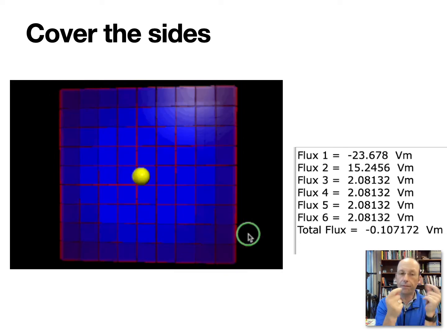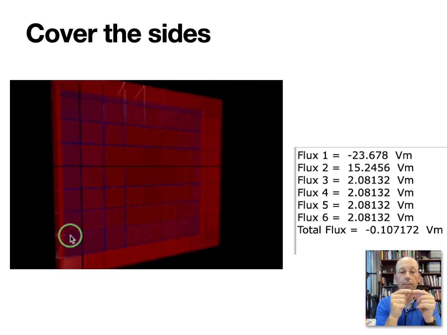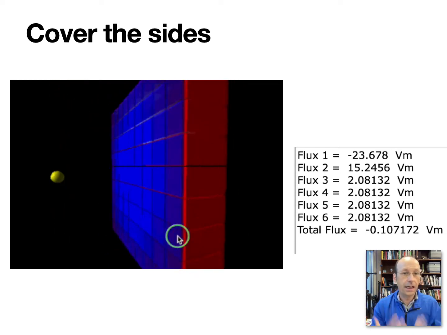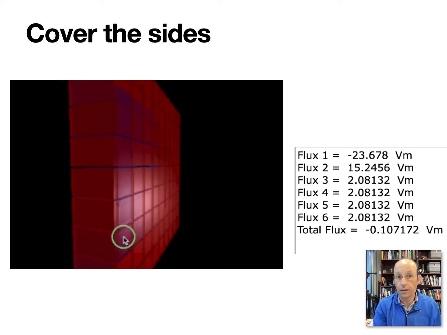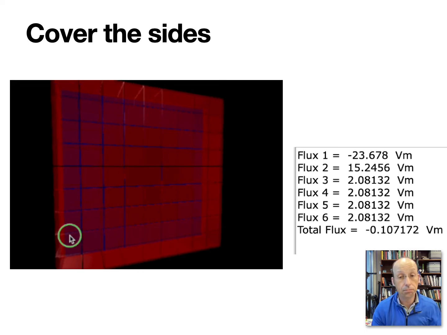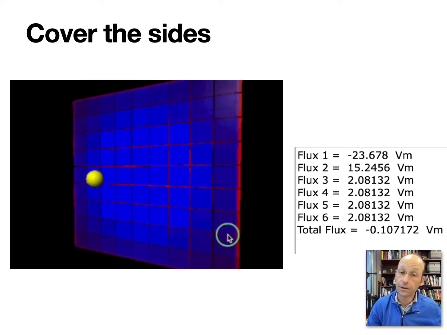It's not zero because I've made this approximation about the size of the squares. And so, again, we're just calculating flux. That's all I've done. And in this case, I have a completely closed surface, and I get approximately a zero flux. And that's kind of important.